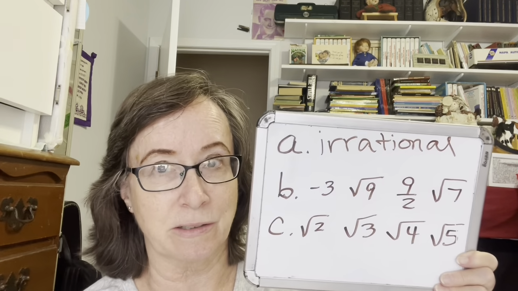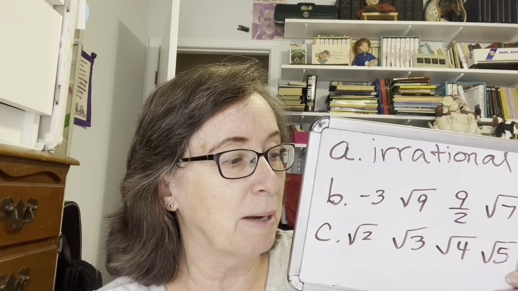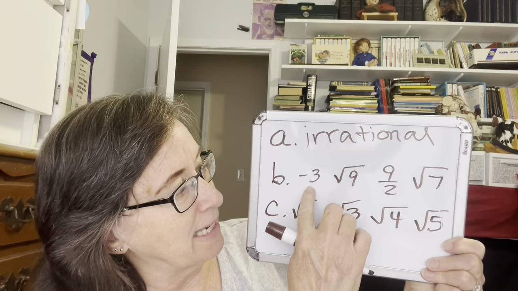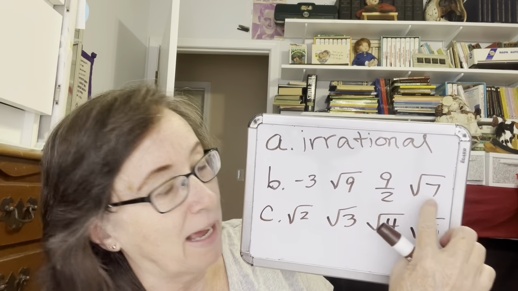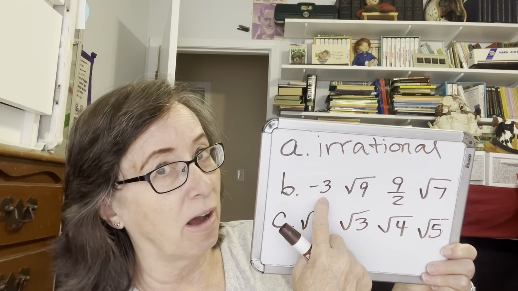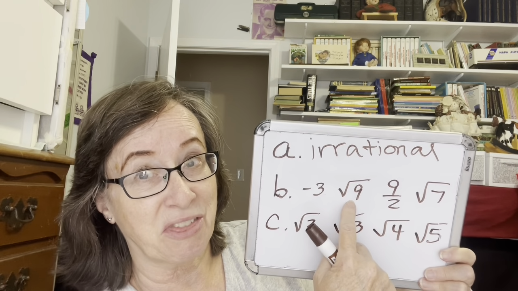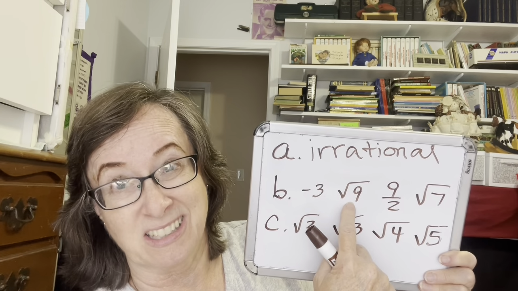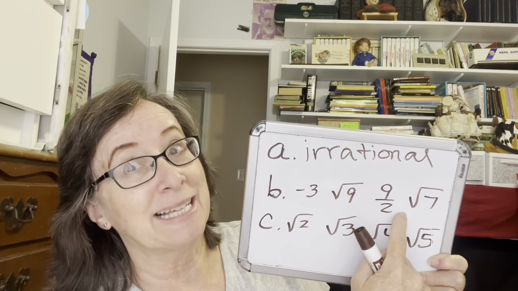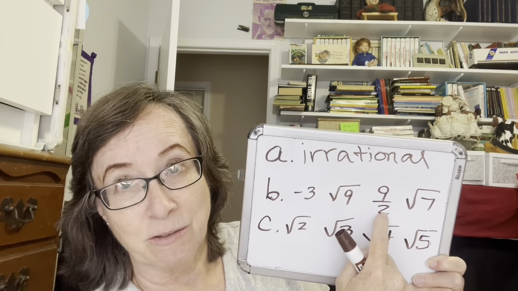Remember that both rational numbers and irrational numbers are real. Both of them are real. Okay, letter B says which of the following numbers is irrational? So they give us -3, square root of 9, 9/2, square root of 7. Okay, so let's think about each one. -3 is an integer. All integers are rational numbers. Square root of 9 is 3. 3 is an integer. It's also a whole number, right? And that is a rational number. 9/2 is a fraction. Remember, rational means ratio. So that's a rational number.